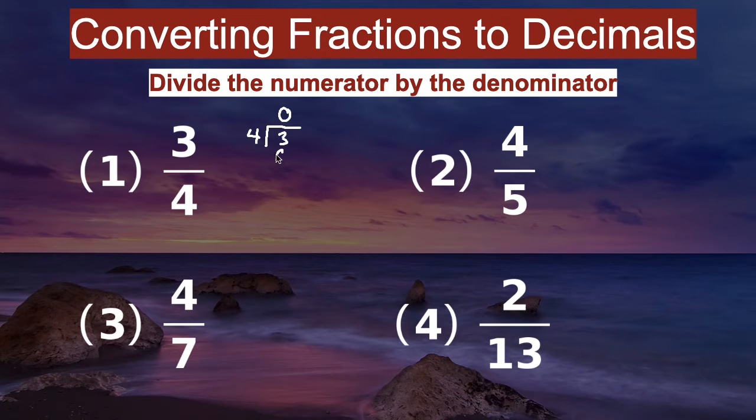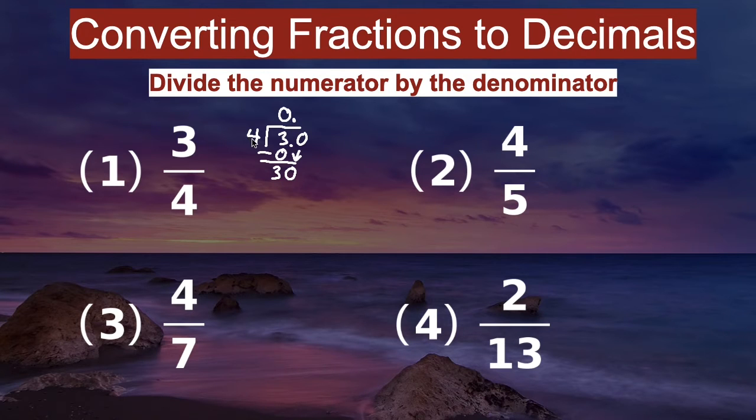So 4 times 0 is 0, and then we'll go ahead and subtract. 3 minus 0 is 3, and then since we're in the same spot that we were in previously, we need to now add a decimal point. And we're going to write a 0 there, and we're going to drop that 0. Now we're going into the decimals. This is what happens when the numerator is smaller than the denominator. You will always have a 0 point something.